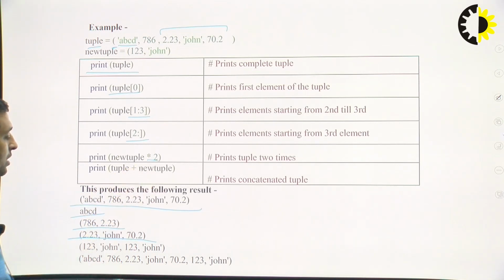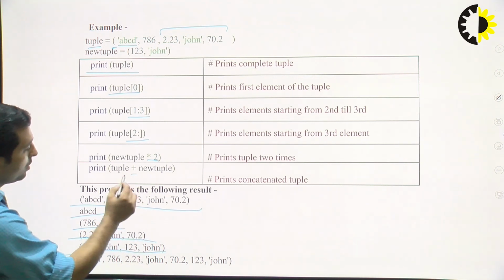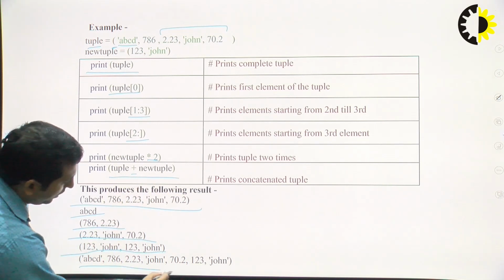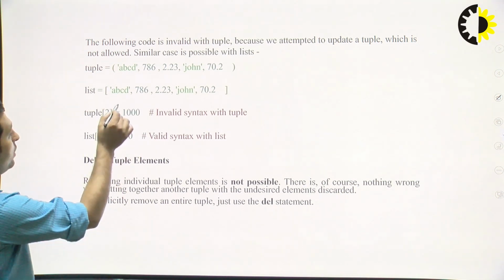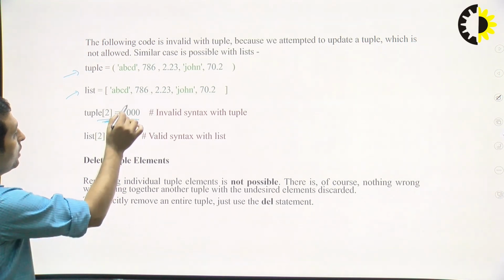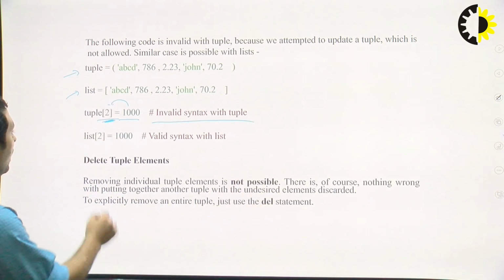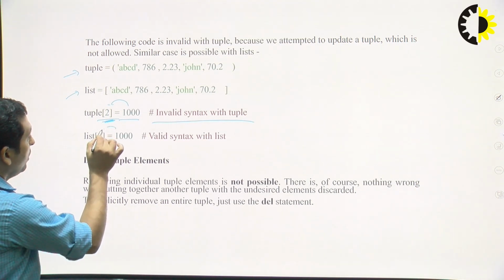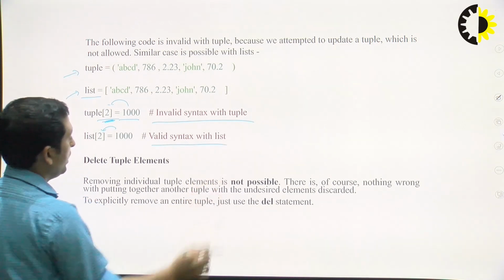Now, the multiplication operation, we can perform it, yes, multiplication operation 2 times. Concat operation, no problem, concat operation means we are concatenating the tuple and the new tuple, the tuple's elements and the new tuple's elements. But if we want to delete some items or reassign some value, if we declare a tuple and a list and update the 1000 at index 2, this will give an invalid syntax with the tuple because tuples are immutable. But if we want to update this particular 1000 in the list item, no problem, the list is mutable, so this is valid in the list.